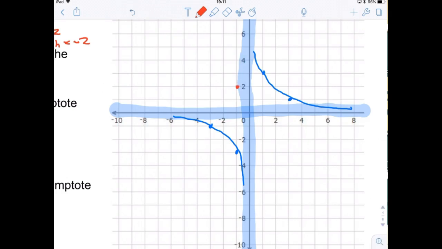So like this point here, do you see how it moved 2 to the left and 1 down? And then this one here, 2 to the left and 1 down. And this one here, and this one here. So I moved all my points 2 to the left and 1 down.